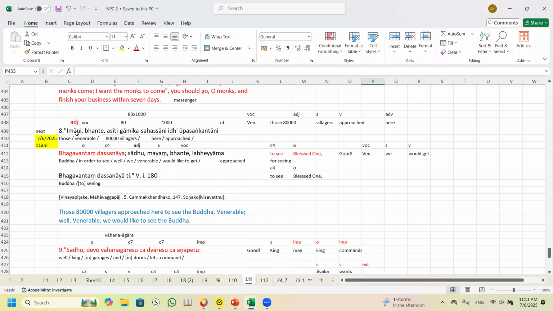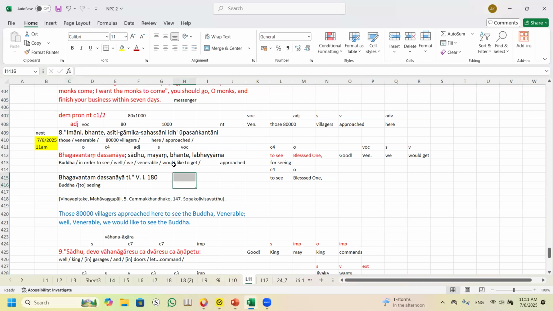When you see imani, you know this is a pronoun, a demonstrative pronoun, and this is a neuter form. Because it has ani, it should be a neuter. Technically, it's a neuter. It can be a subject or an object. So that is how you look at one sentence first.